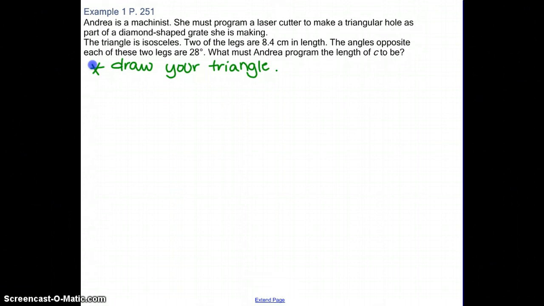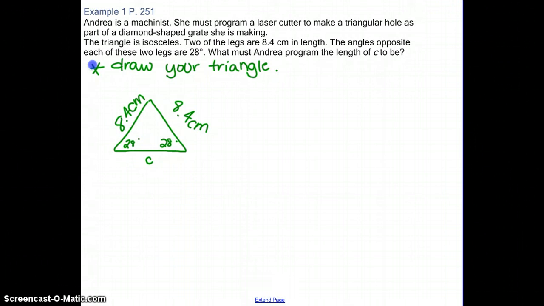Here we have Andrea as a machinist. She must program a laser cutter to make a triangular hole as part of a diamond-shaped grate she's making. The triangle is isosceles. So here we have an isosceles triangle. Two of the legs are 8.4 centimeters, and two of the angles are 28 degrees. We want to find the length of c. So let's label this part c.